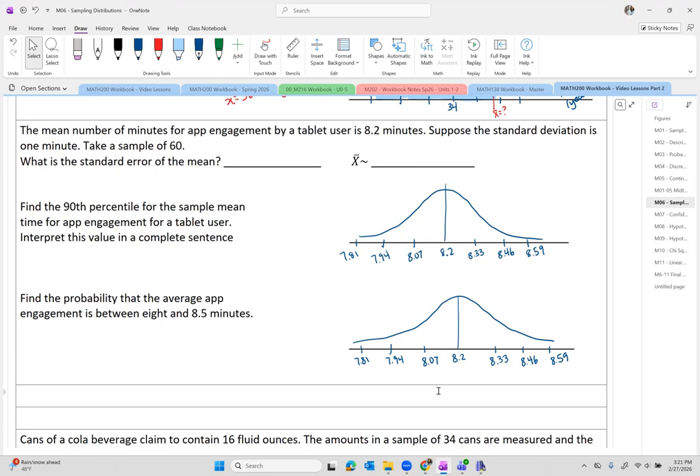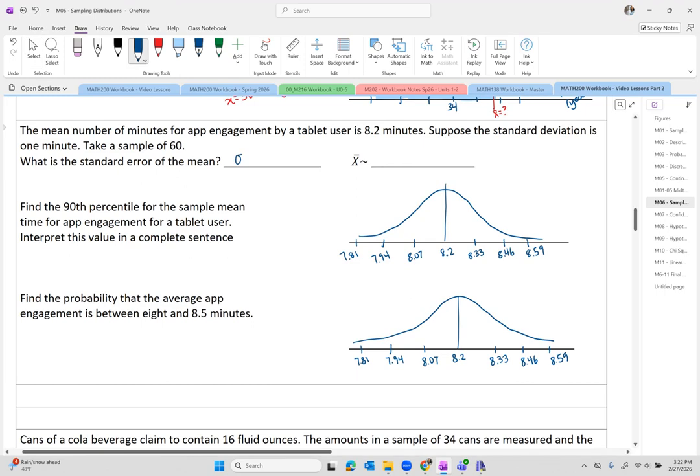The mean number of minutes for app engagement by a tablet user is 8.2 minutes. Suppose the standard deviation is 1 minute and we take a sample of 60. What is the standard error for the mean?